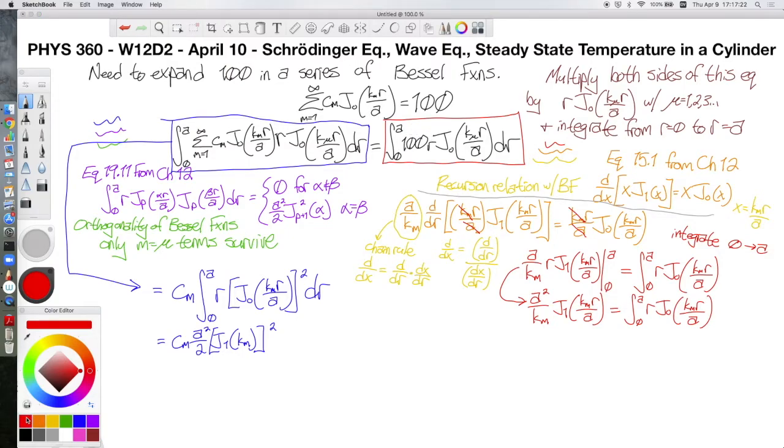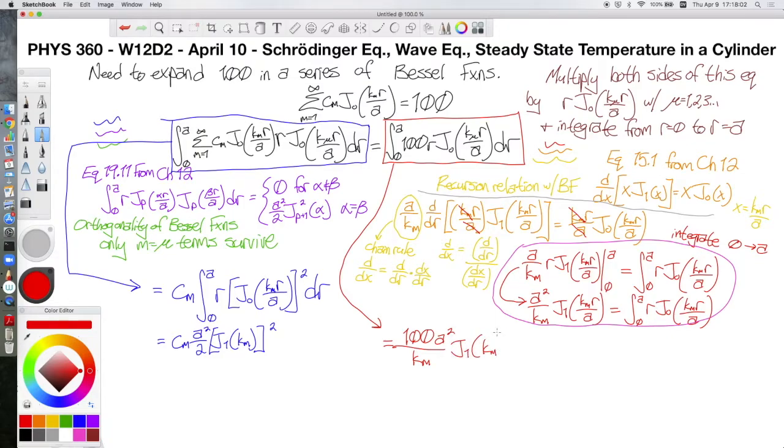So this means that, I wish I'd used a slightly different color for the work I just did in red. So let's just pretend all of this work I did in red here was pink. So that means this term in our equation right here is equal to 100a squared over k_m times J_1 of k_m.